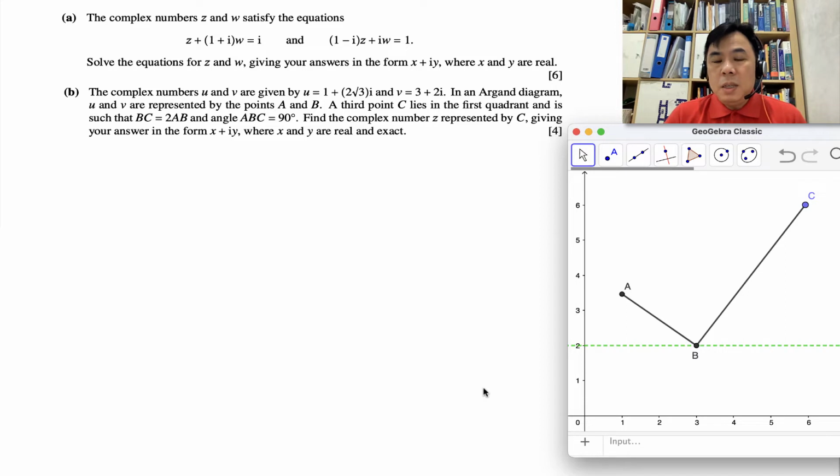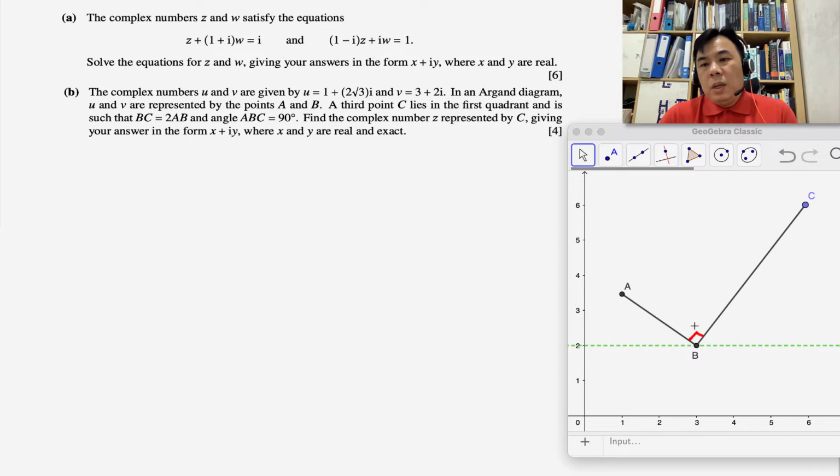And then C lies in the first quadrant. Yes, you can see that is the first quadrant. The angle has to be 90 degrees, so ABC has to be right angled at B. So this is where C is located. The length of BC is twice the length of AB, so I roughly sketch it this way. Now we're going to figure out the complex number Z represented by C.